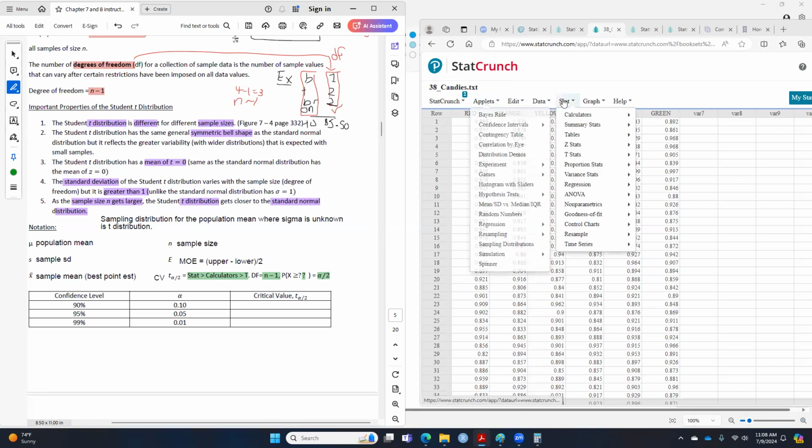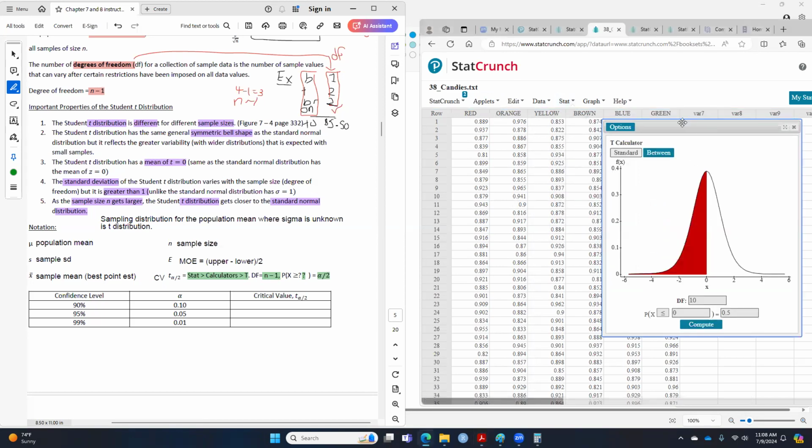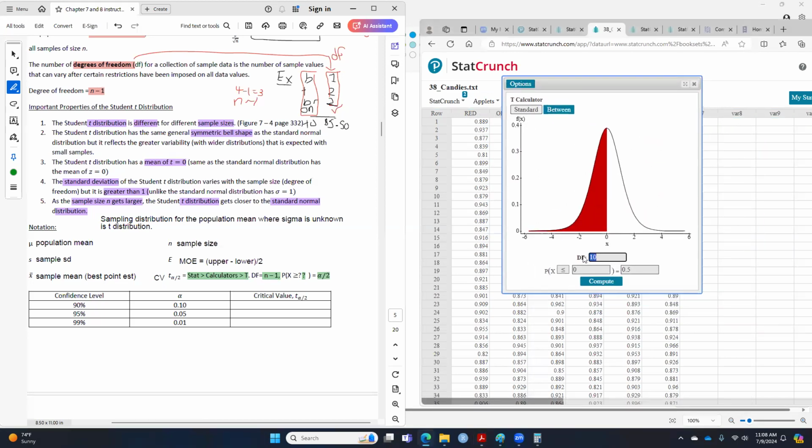So I will show you where the T calculator is. You go to stat, calculators, and T. So you've got a letter T in here. This is the T distribution that we have. Let me show you what happens if you have, let's do 3 first. If you look at 3, look, this is very thick in here. This is -10 and -20. It's really thick here.